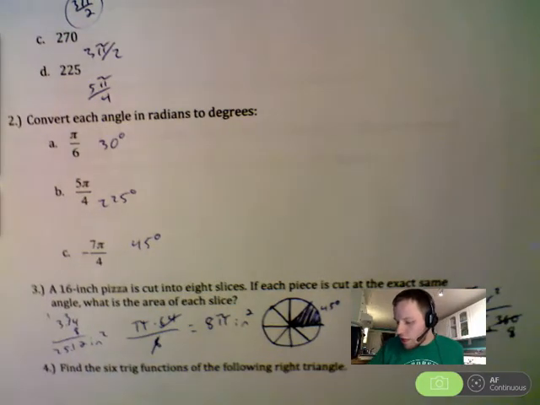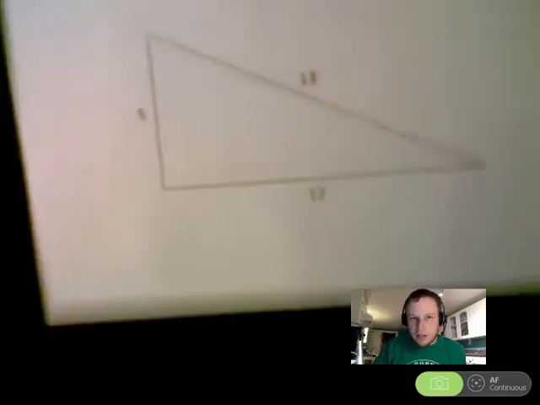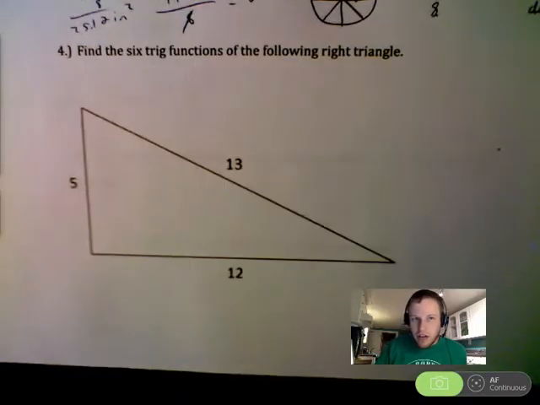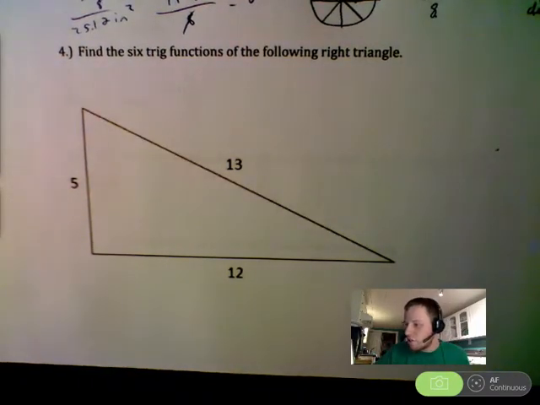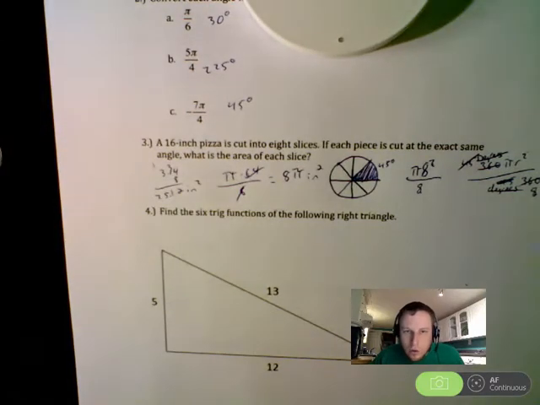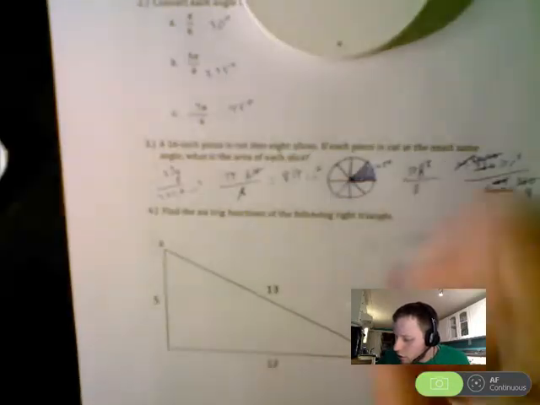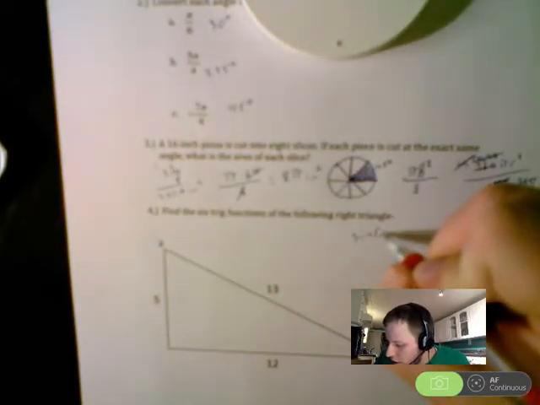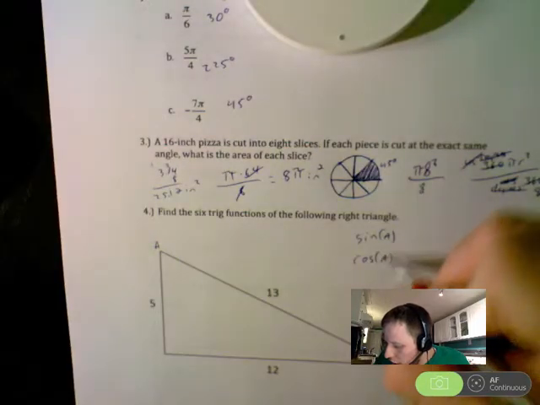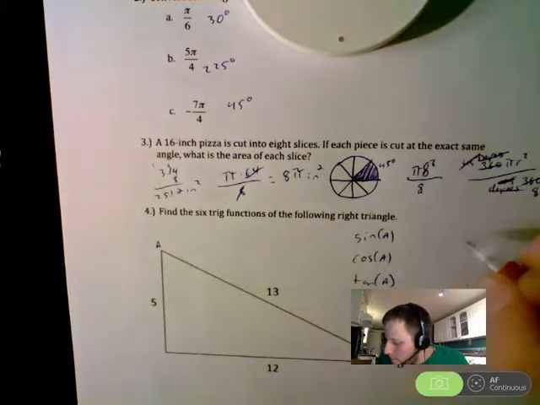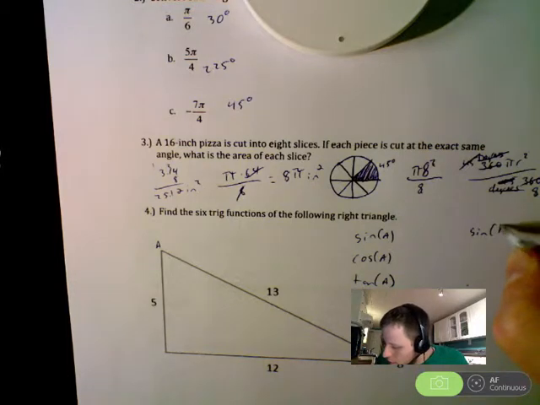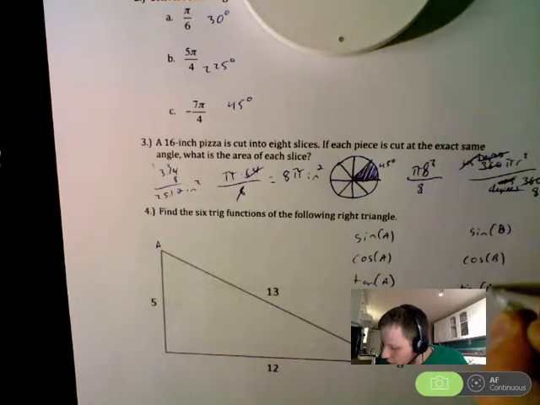Okay. Now this next one says find the 6 trig functions following the right triangle. Okay. So first off, I'm going to label this guy A and this guy B. You could label it either way. Now the 6 trig functions are sine of A, cosine of A, tangent A, sine B, cosine B, and tangent B.